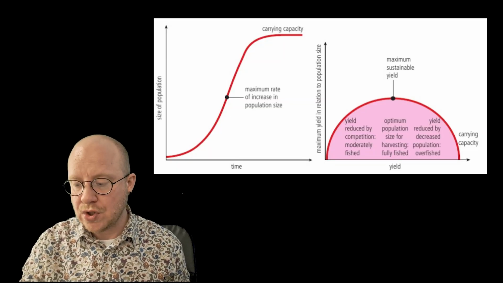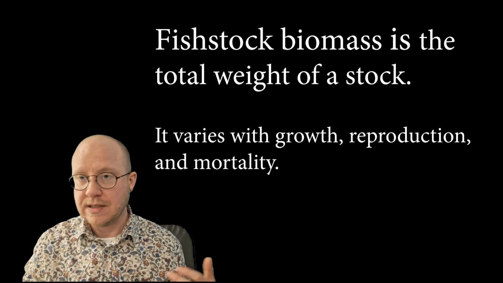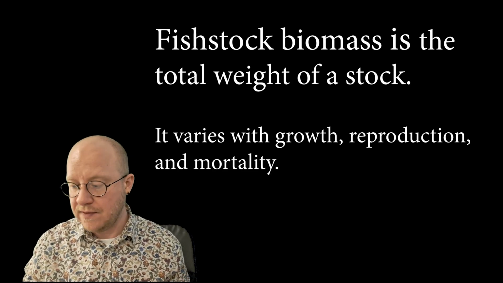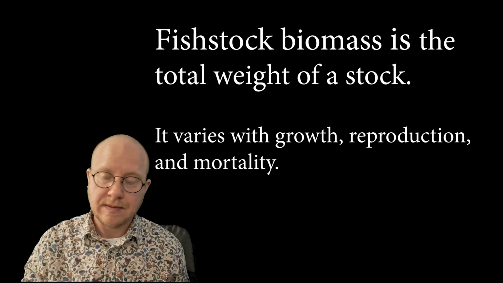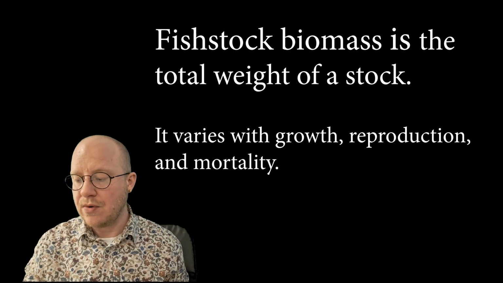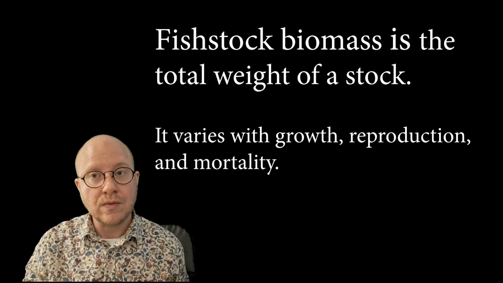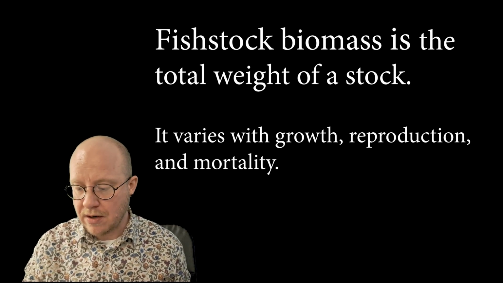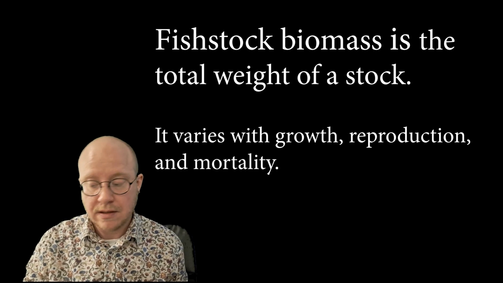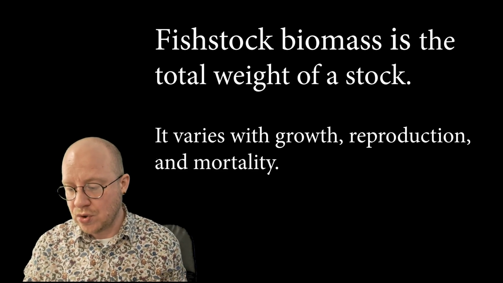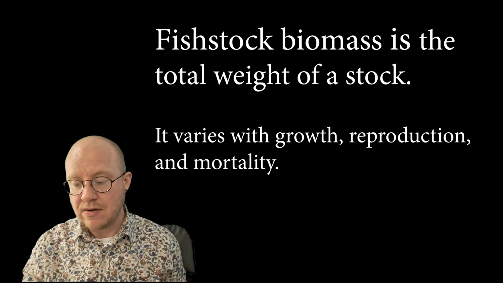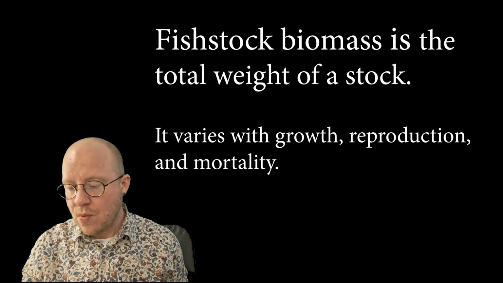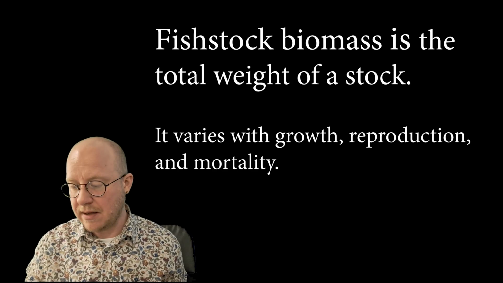This looks at that. Biomass refers to the total weight of a stock. It varies with growth, as the fish get bigger and older, reproduction, how many new fish there are, and mortality, how many fish die. Some species, such as cod, grow quickly, whereas others, such as herring, grow slowly. Some species, such as cod and herring, produce many offspring each year, whereas others, such as sharks, do not. Some species, such as sand eels, are short-lived and highly reproductive. So they don't live very long, and they have lots of babies. While others, such as cod, have a more stable stock size.